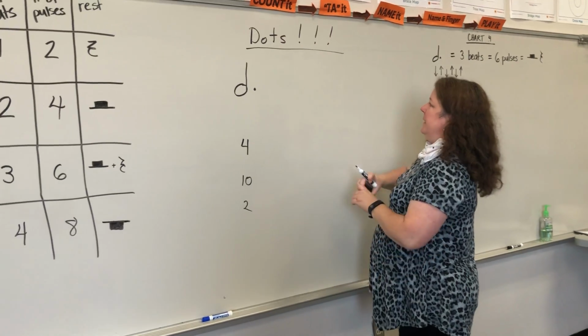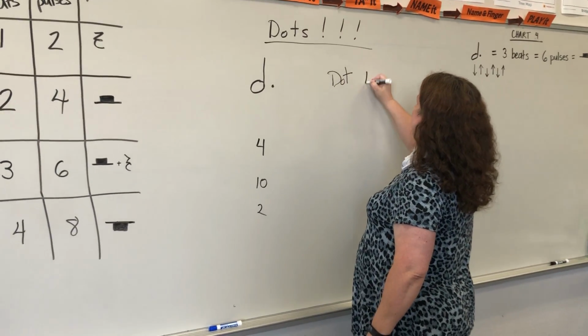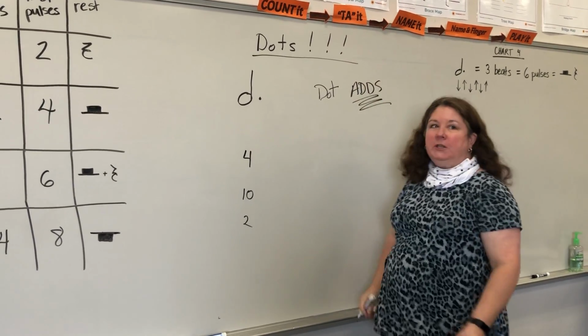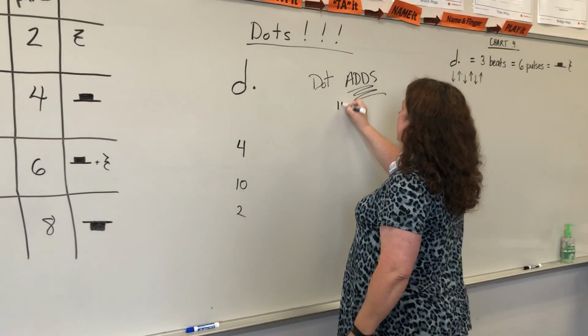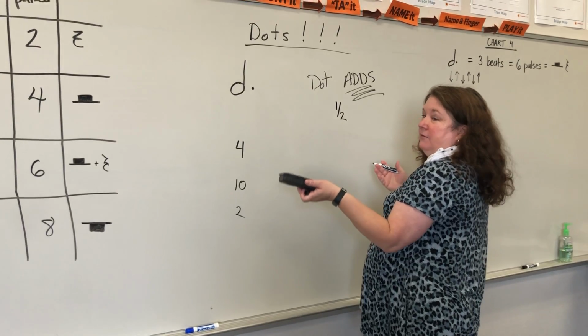Now, quite simply, a dot behind a note adds. Everyone say adds. It's just simple math. Well, what does it add? It adds half of whatever the note is that's in front of it.